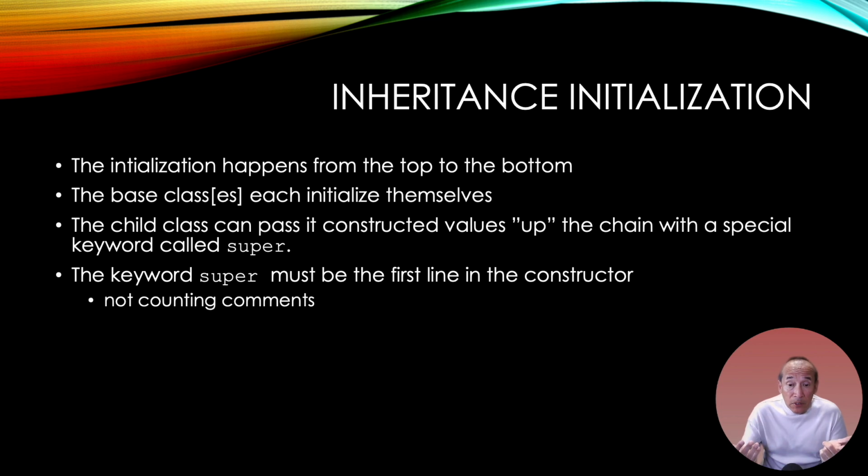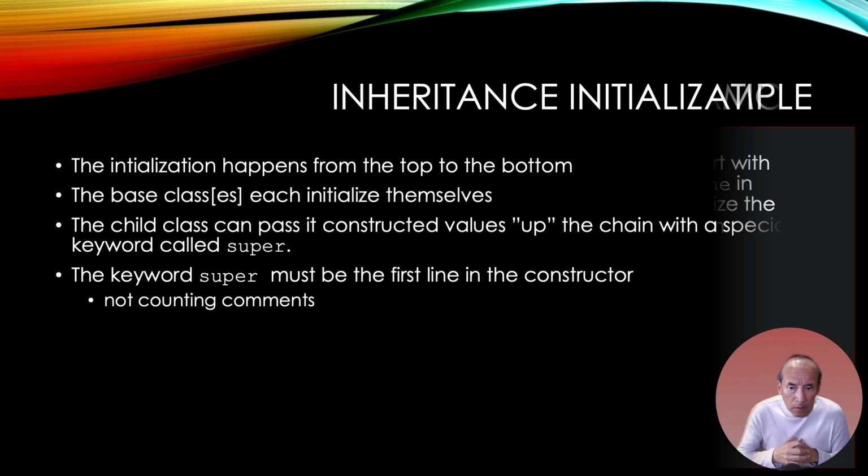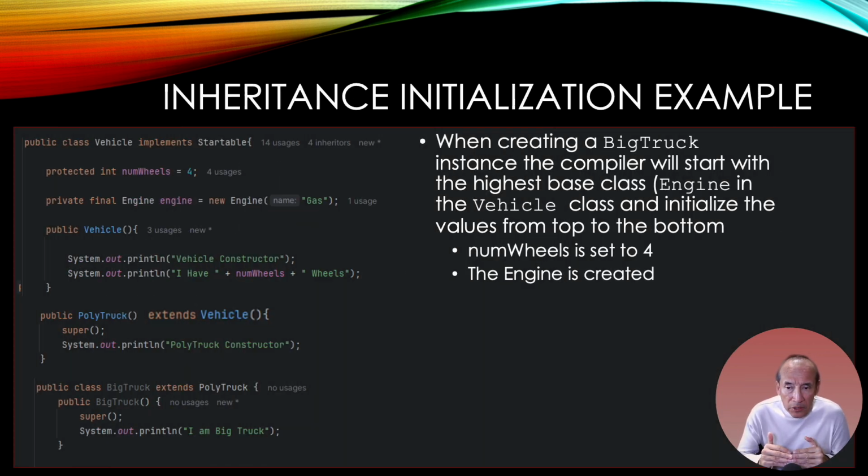They happen from the top to the bottom. The base class or classes initialize themselves. The child classes can pass it a constructed value up the chain with a special keyword called super, but you don't have to. All right. But if you do call your parent with super, it has to be the first line in the constructor. Okay, not counting comments. So inheritance initialization is basically top to bottom.